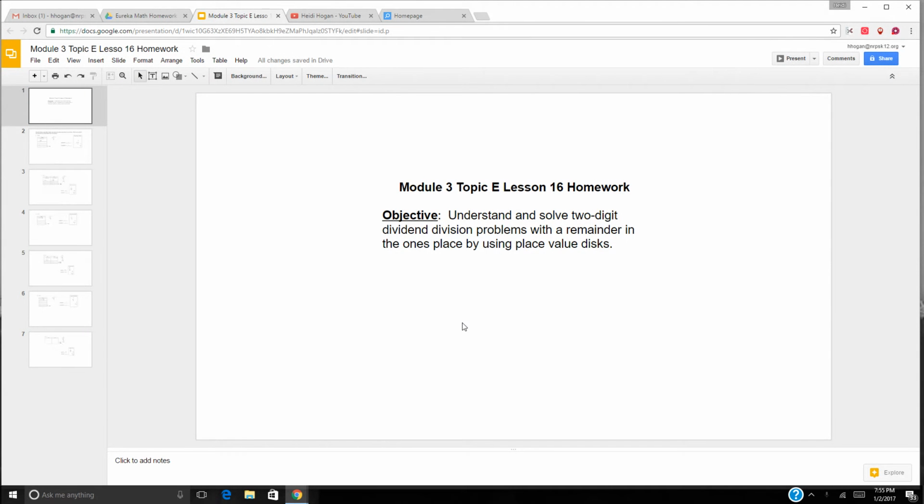Hi boys and girls, lesson 16 homework. We're going to solve two-digit dividend division problems when there is a remainder in the ones place, and we're going to use place value discs.